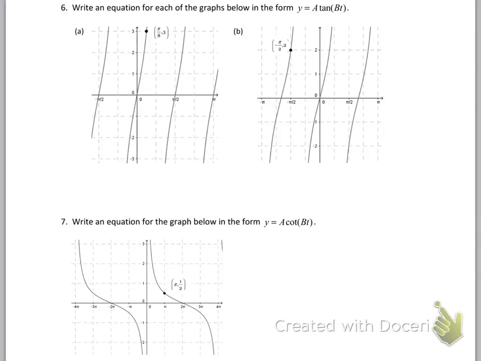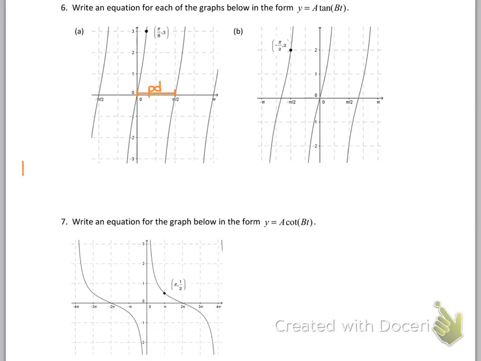The last thing we're going to do is look at an equation and write the graphs in the form of a times tangent of bt. Both of these are tangent functions. They go through the origin, so we know that. The first thing we can identify is our period. If I start at (0, 0), the next time I have that same value is over here at pi over 2. So this is my period.